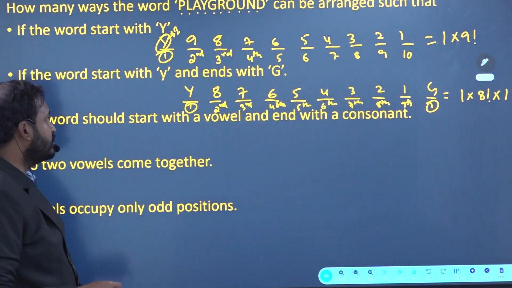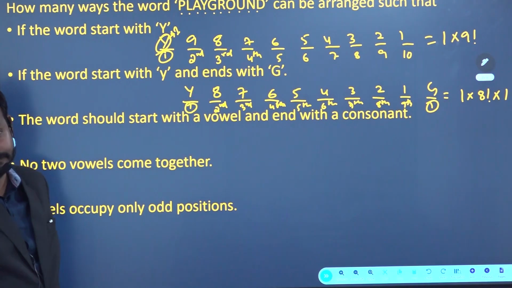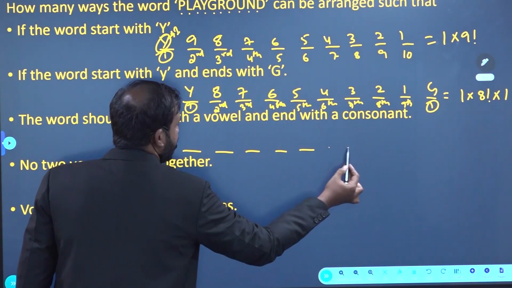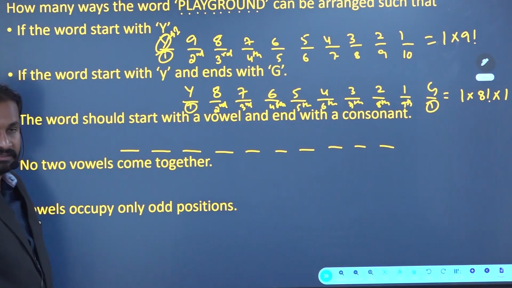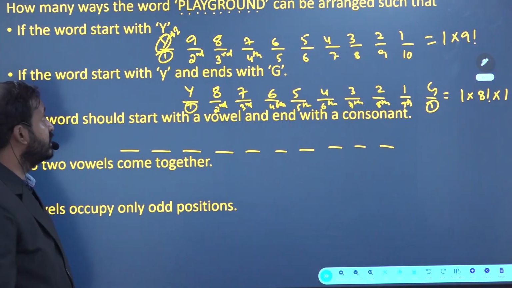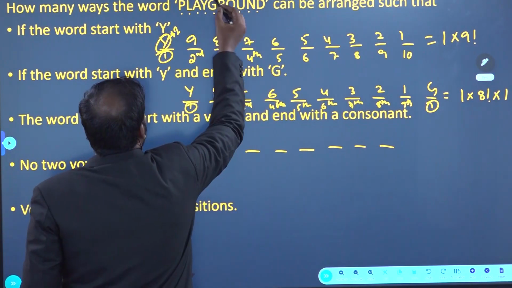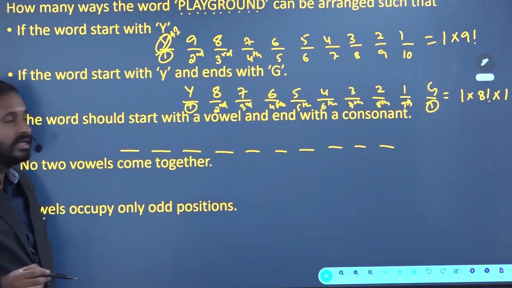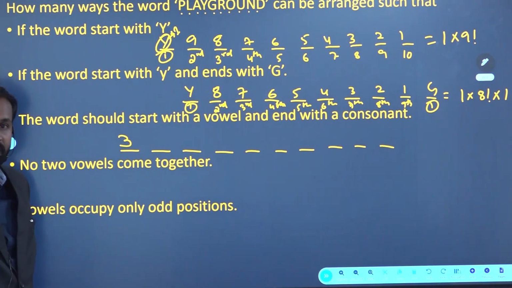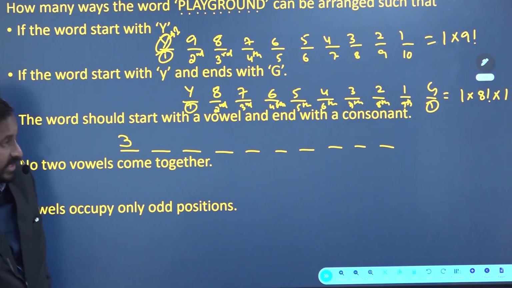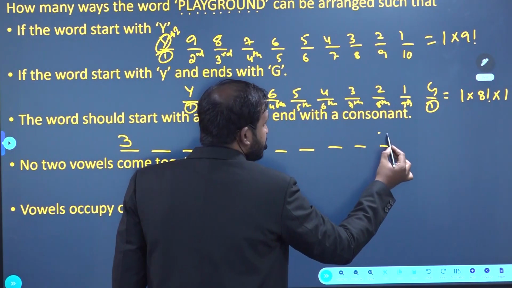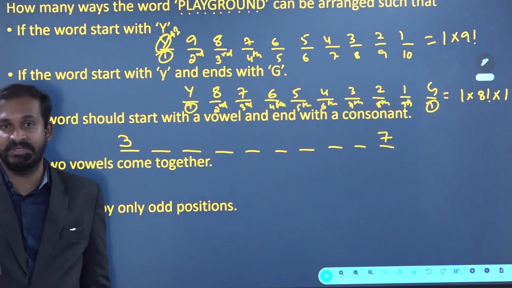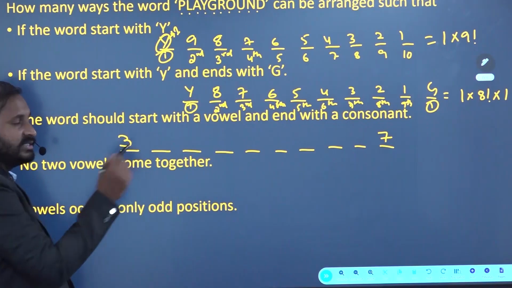Now, the word should start with a vowel and end with a consonant. Right? Vowel and consonant. Now, 1, 2, 3, 4, 5, 6, 7, 8, 9, 10. Okay, 10 letters are there. In total, how many vowels and how many consonants are there here? Vowels we will count: 1, 2, 3. So for the first position, how many chances will I have, students? I will have 3 chances. When it comes to the last position, how many chances will I have? 7 chances. Why? Because I have 7 consonants. Out of 10 letters, if 3 are vowels, the remaining 7 will be consonants. So 3 and 7 chances.